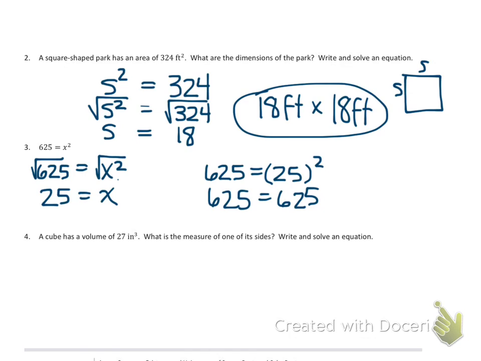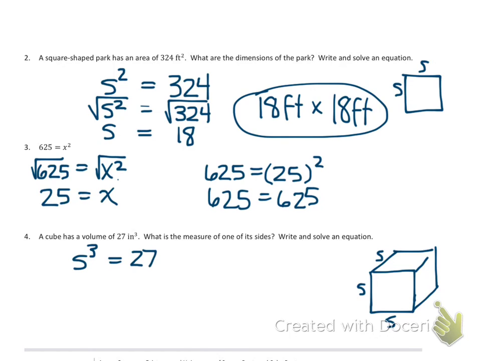Okay, number 4. A cube has a volume of 27 cubic inches. What is the measure of one of its sides? So, you know, we've got a cube here, and it's got 3 dimensions, and they're all the same. So we've got S, and the height and the depth there. S times S times S. So to write and solve that equation, we've got S cubed is equal to 27.